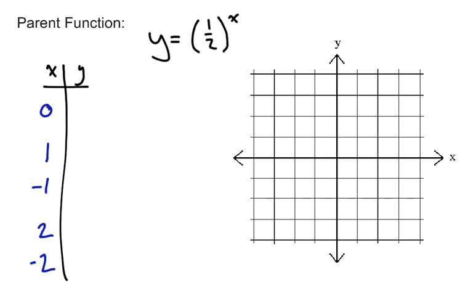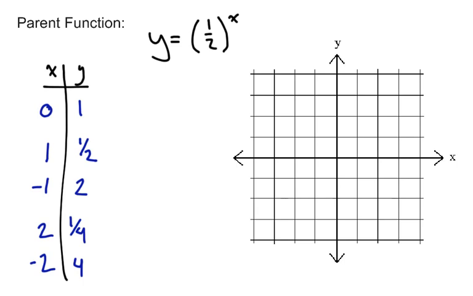So 1/2 to the 0 is just 1, because anything to the 0 power is 1. 1/2 to the first power is 1/2. And what a negative power does is take that fraction and flip it over. So 1/2 to the negative first power flips it over to being 2. 1/2 to the second power is 1/4, and so 1/2 to the negative second power is positive 4.